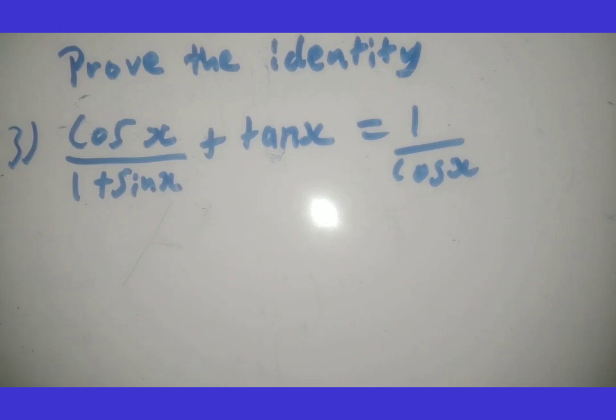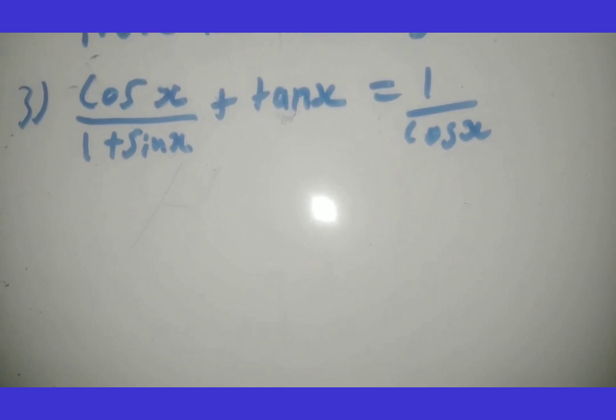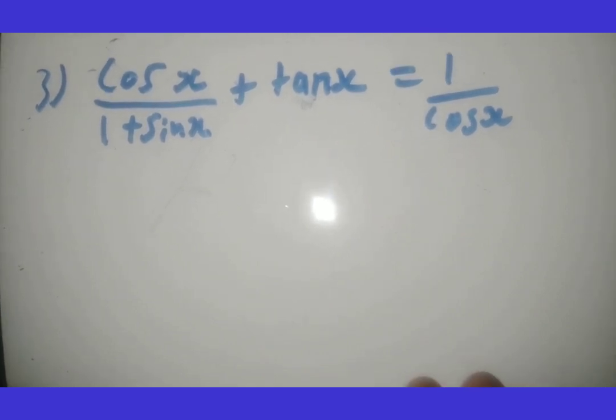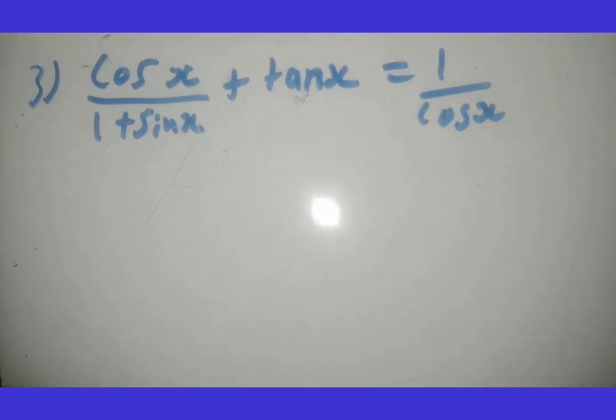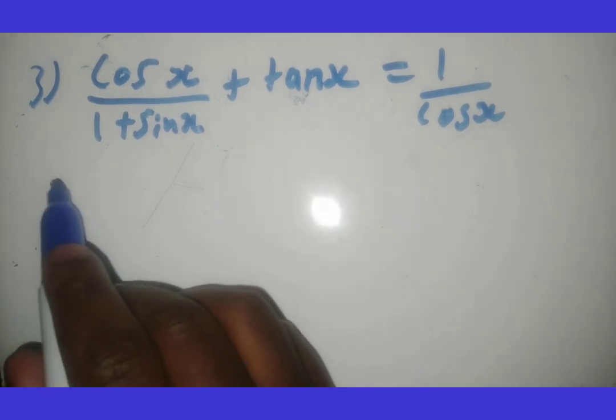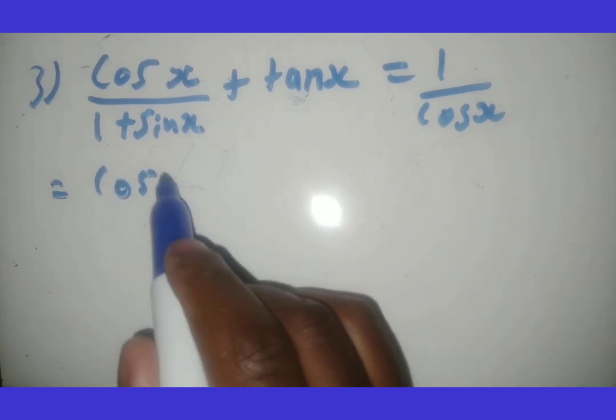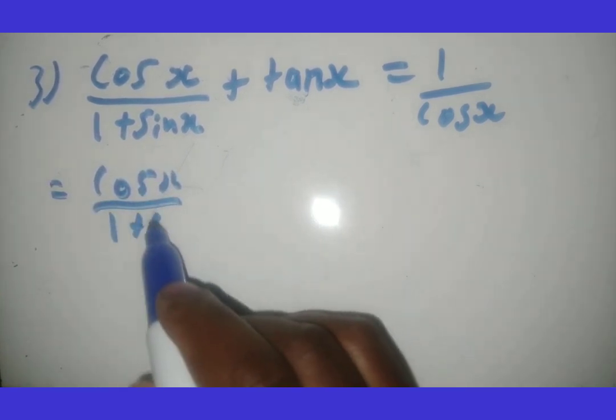Alright, here is another example. We have cos x over 1 plus sine x plus tan x. They said we must prove that is equals to 1 over cos x. So it's best to take the complicated side and make it simple than to take the simple side and make it complicated. So what do we do in this case? Remember, whenever we see tan, we always deal with tan. So we're going to say equals to cos x over 1 plus sine x.